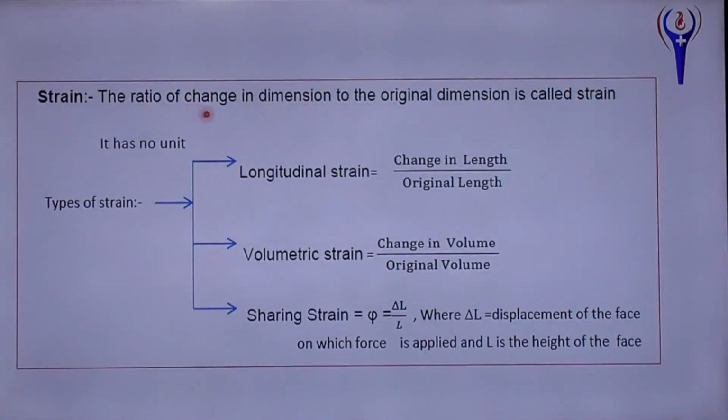Strain. Strain is the ratio of change in dimension to the original dimension. That is longitudinal strain, change in length by original length. Volumetric strain, change in volume to the original volume. Shearing strain, delta L by L. Delta L is the displacement of the face, L is the height of the face. It's a shearing.